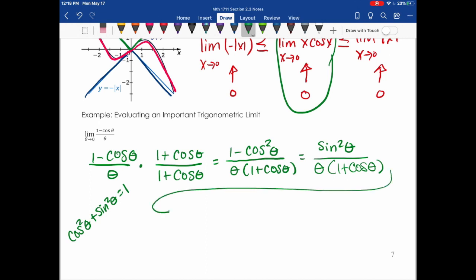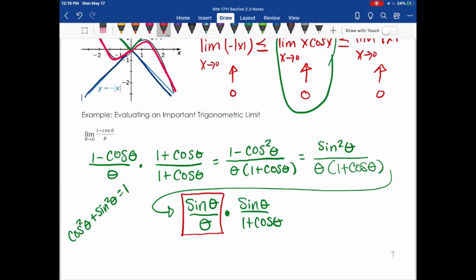Now I can split this up. I'm running out of room, so I'm going to finish it down here. I'm going to split this up into two functions: sine theta over theta times sine theta over 1 plus cosine theta. The reason I did this is because I remember from our first lesson that the limit of sine theta over theta as theta approaches 0 is equivalent to 1. This is a very famous limit, and you'll probably use it enough that you'll remember it after you start using it quite a bit.